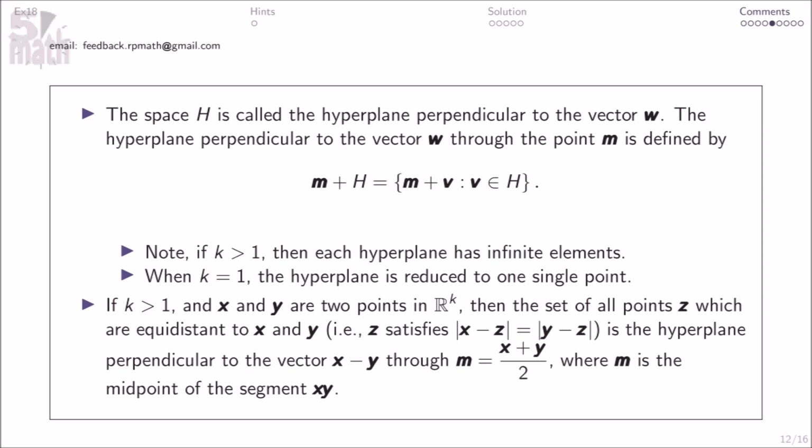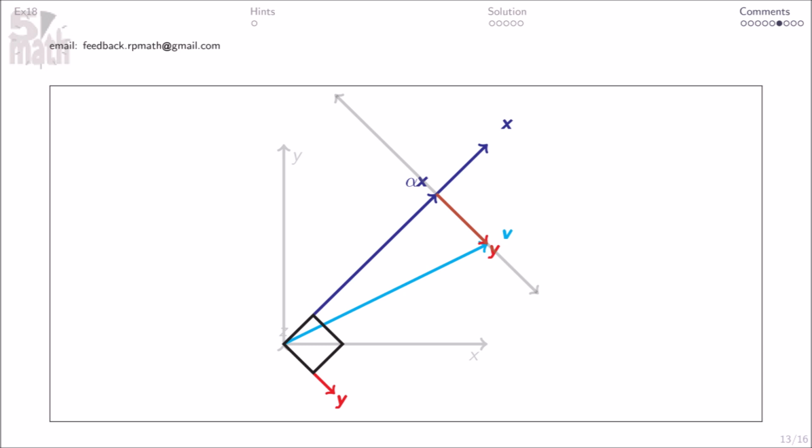If k is greater than 1, and x and y are 2 points in Rk, then the set of all points z, which are equidistant to x and y, that is, z satisfies absolute value of x minus z equals absolute value of y minus z, is the hyperplane perpendicular to the vector x minus y through m equals (x plus y) over 2, where m is the midpoint of the segment xy. Here's a picture.